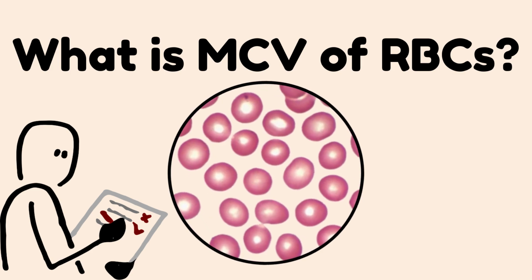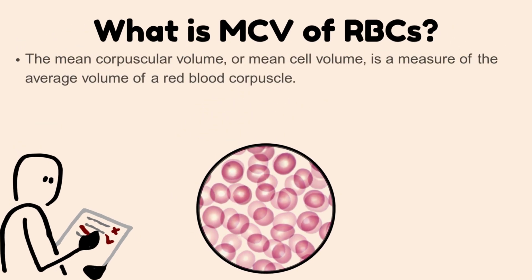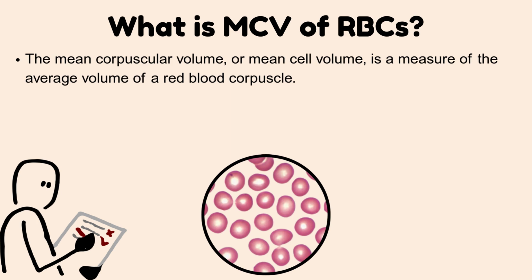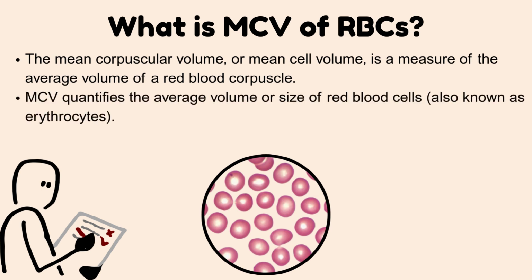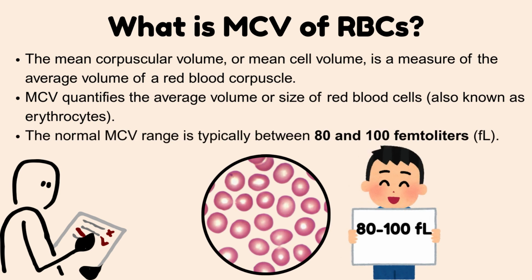What is MCV of red blood cells? The mean corpuscular volume, or mean cell volume, is a measure of the average volume of a red blood corpuscle. MCV quantifies the average volume or size of red blood cells, also known as erythrocytes. The normal MCV range is typically between 80 and 100 femtoliters.